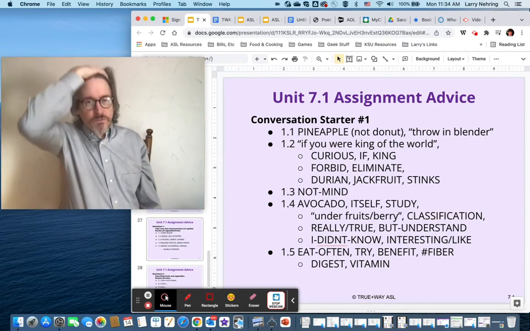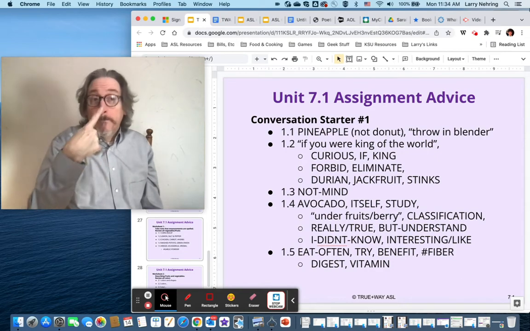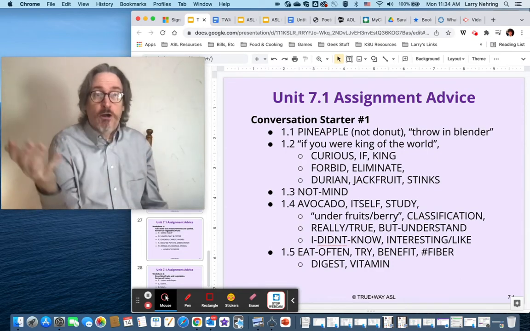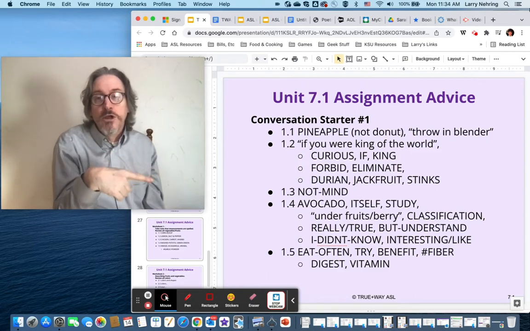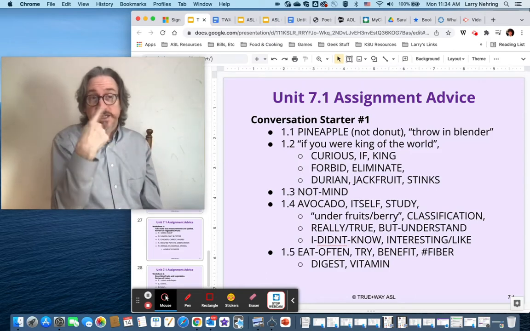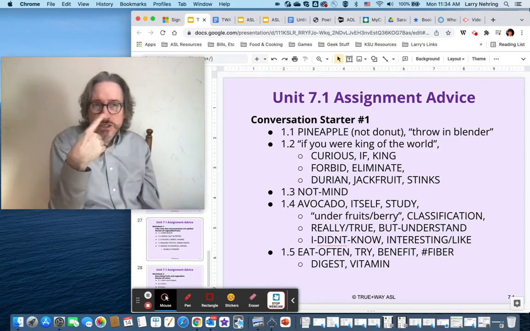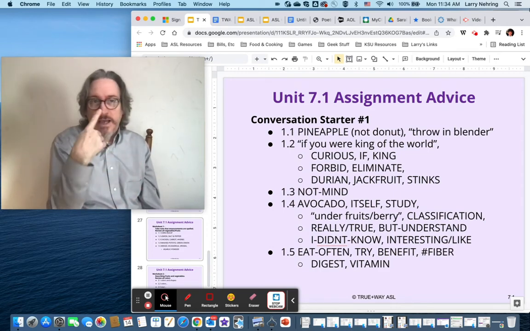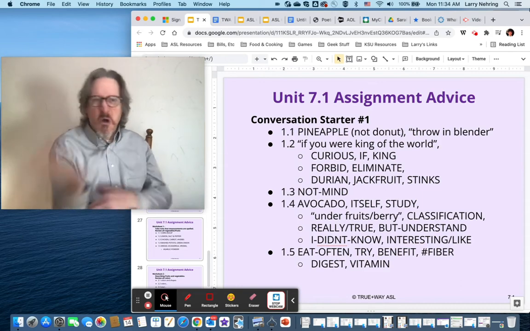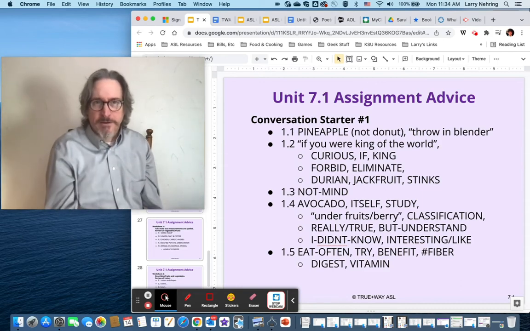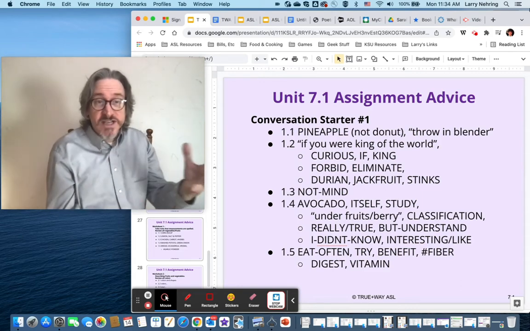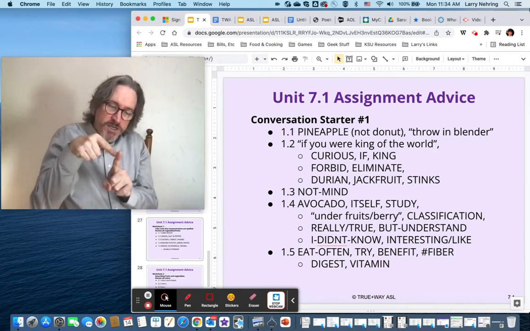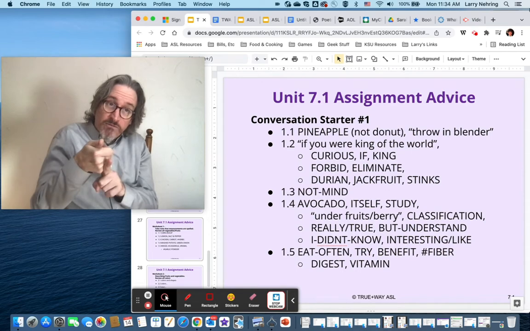For 1.3, the third question, they're asking what fruit could you eat all day and not mind? And you've seen us use this in class for, do you mind? I remember lecturing about it. So do you mind? Same thing. I don't mind. Oh, I don't mind. I could eat that all day, right? Don't mind. Couple different signs for avocado. And he points to, here's the avocado itself.